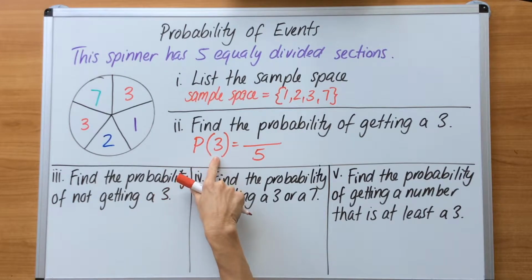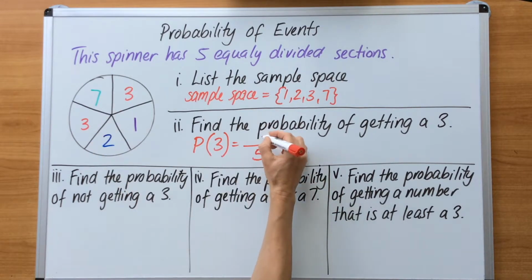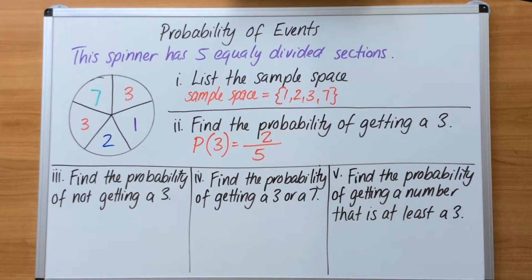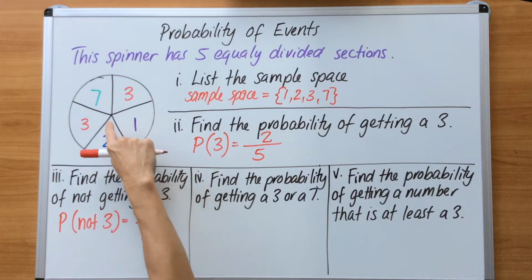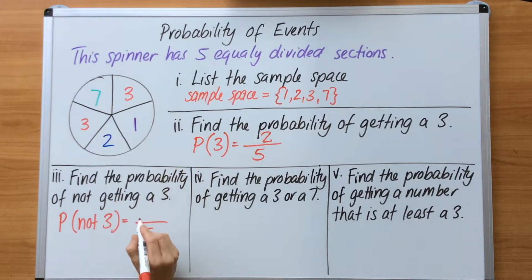And how many times do we see number 3? We see it twice. So the probability of getting a 3 is 2 out of 5. Question 3 says find the probability of not getting a 3. So P bracket not 3 bracket equals. We know there is 5 possible outcomes in this experiment. And not getting a 3, there's a 1, a 2 and a 7. That is 3 numbers. So there's a 3 over 5 chance of not getting a 3.